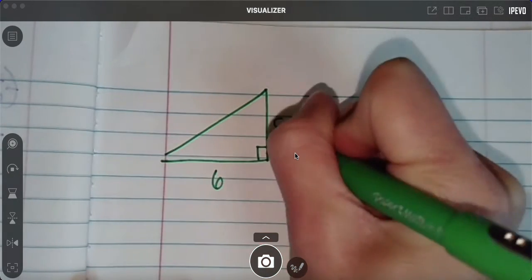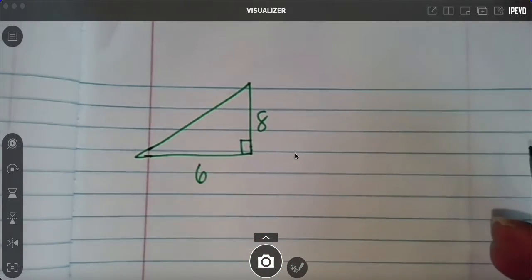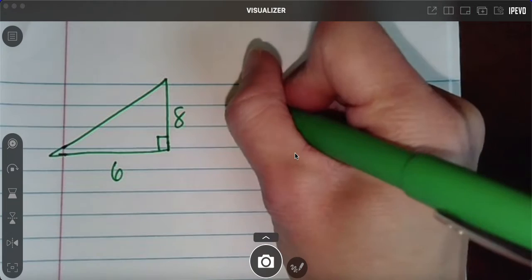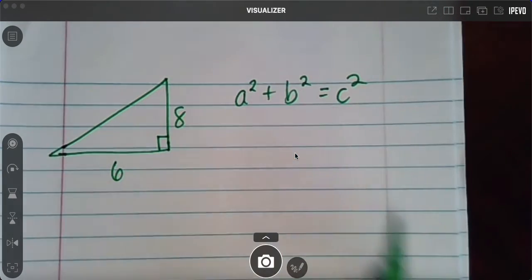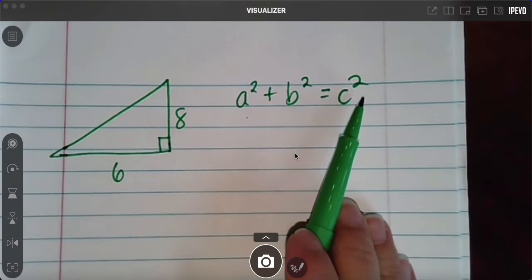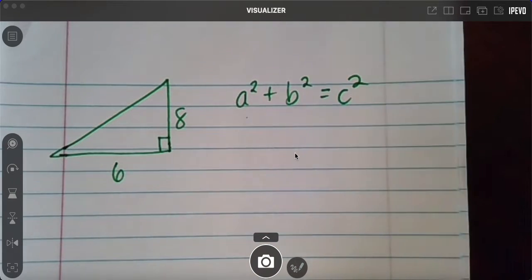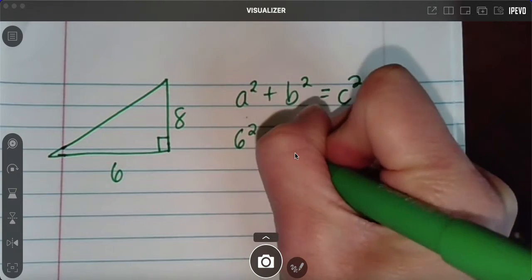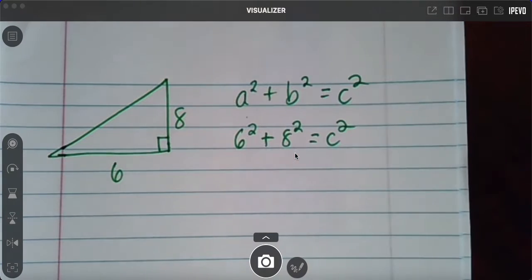So 6 and 8. How do I find the hypotenuse? What's the Pythagorean theorem? A squared plus B squared equals C squared. These are my two legs, right? The hypotenuse is always the longest side, so it goes over here. So I'm going to plug in the legs so we can say 6 squared plus what? 8 squared equals C squared. Any questions there? You have to remember A squared plus B squared equals C squared.